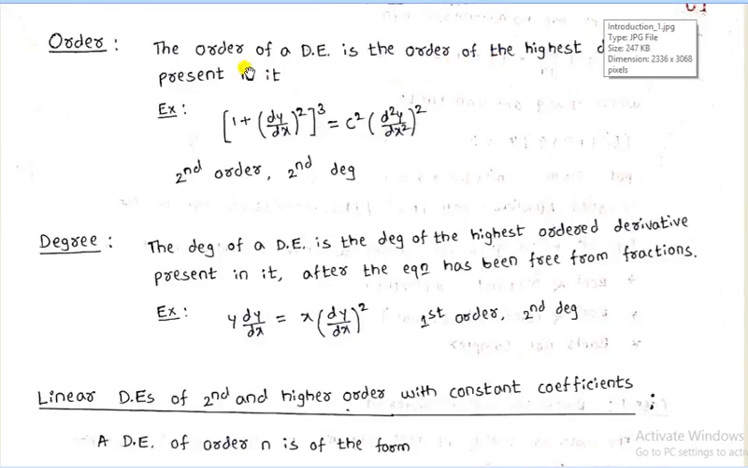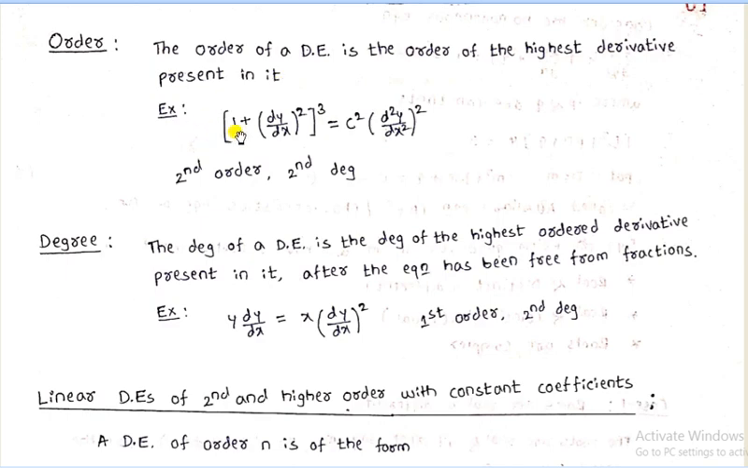Today I am going to explain module number 3, higher order ordinary differential equation. So first one is definition of order and degree. Order means the order of a differential equation is the order of the highest derivative present in it.